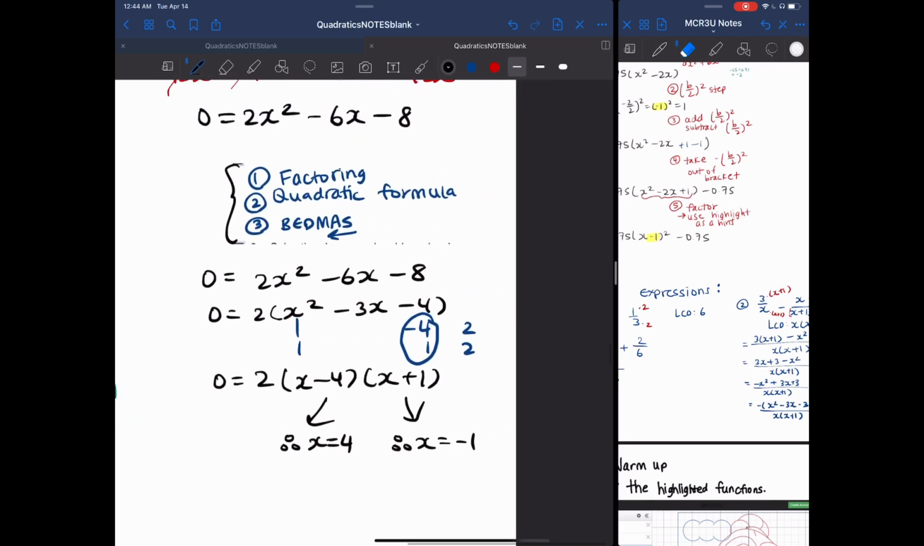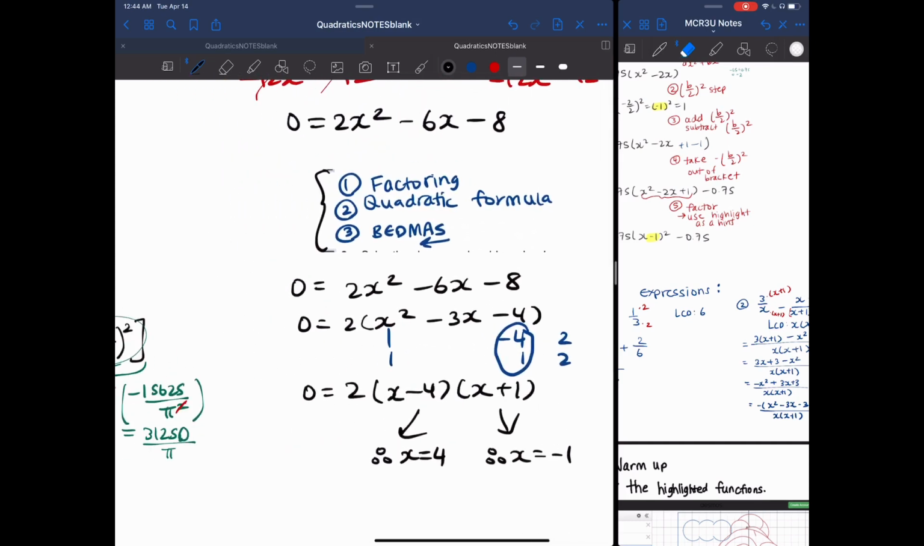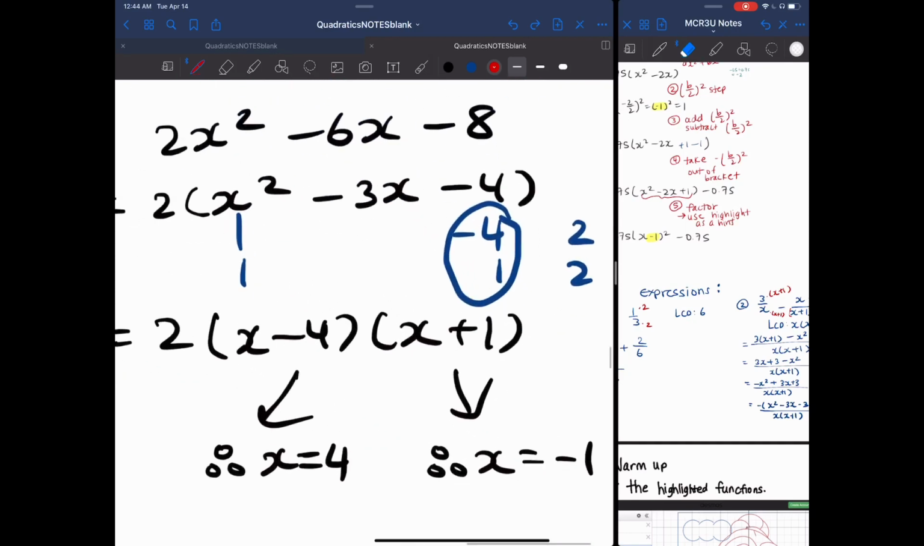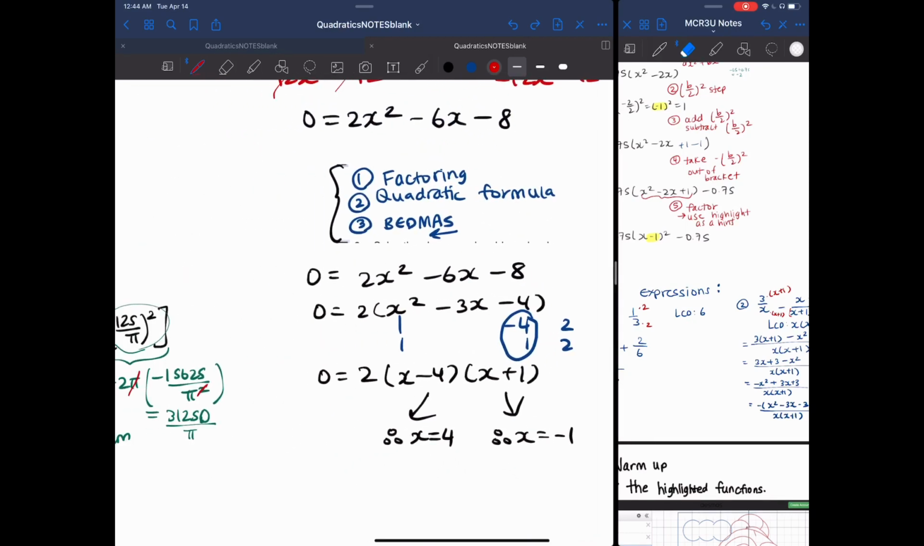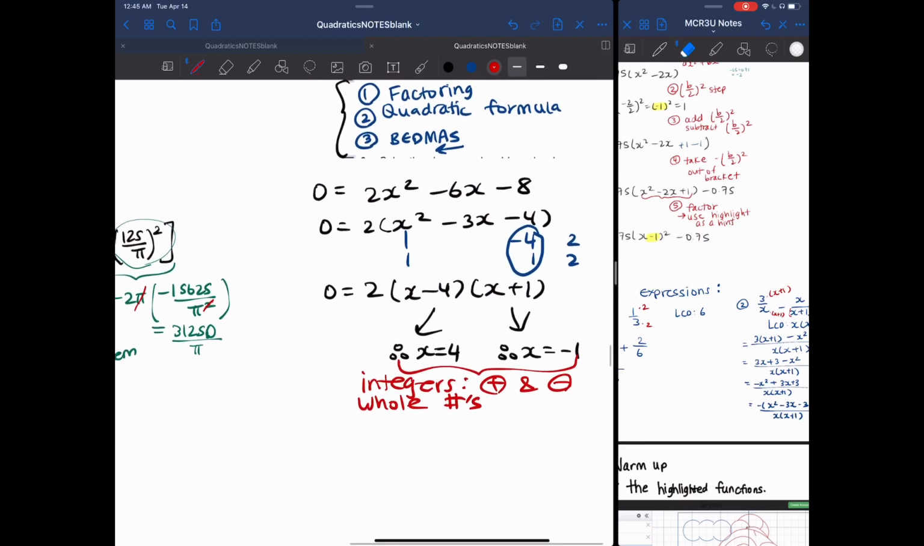to the question. So I should take this off right away, right? No, it's because the integers are positive and negative whole numbers. Therefore, x equals -1 is fine. And so because integers are positive and negative whole numbers, they're both fine. If I had a decimal, I would have to cancel that one out.